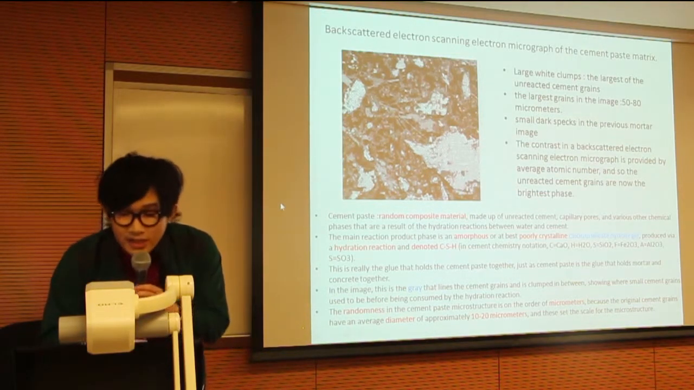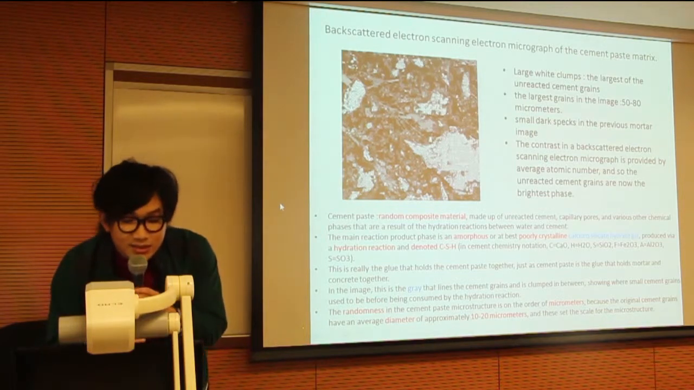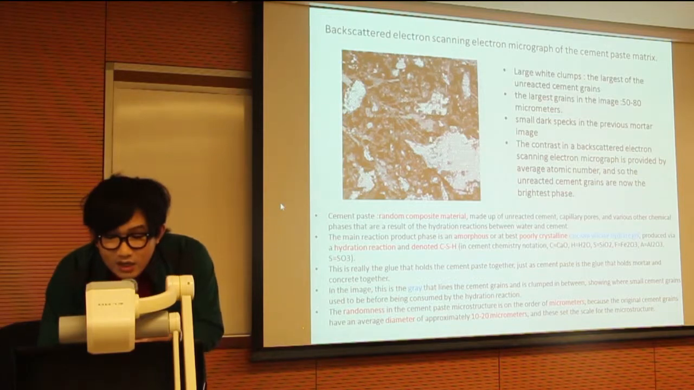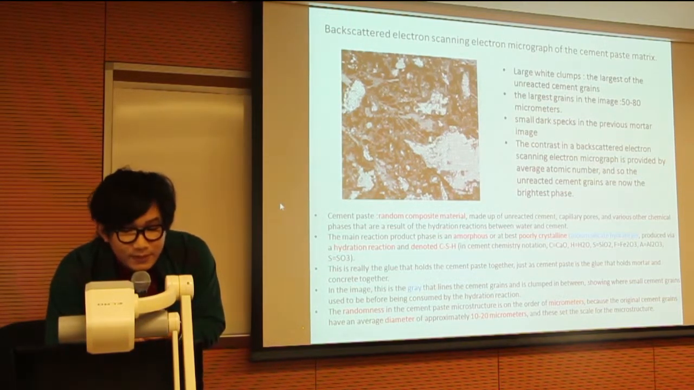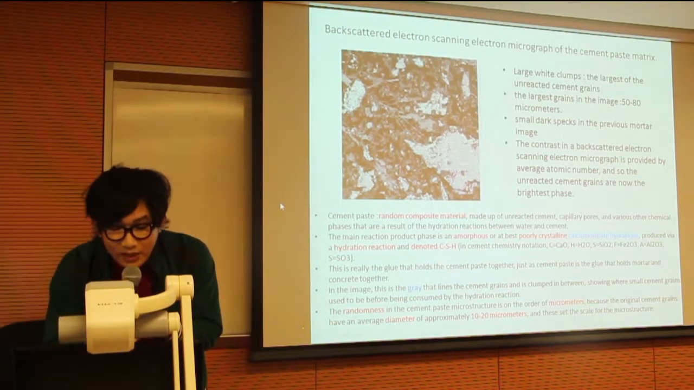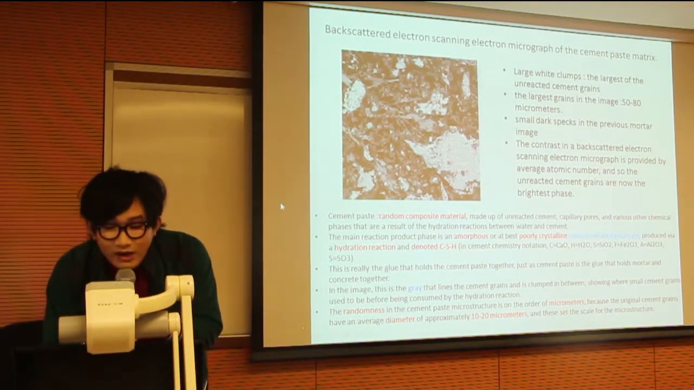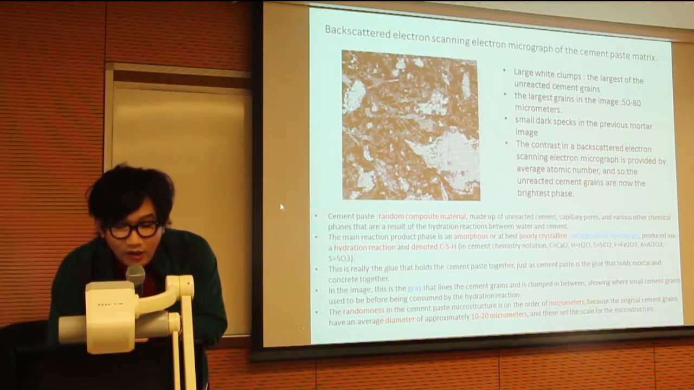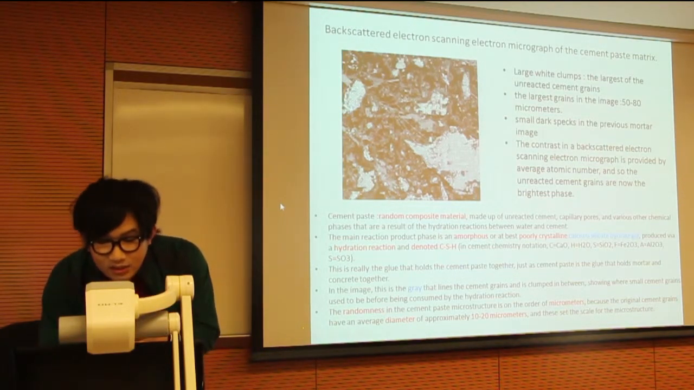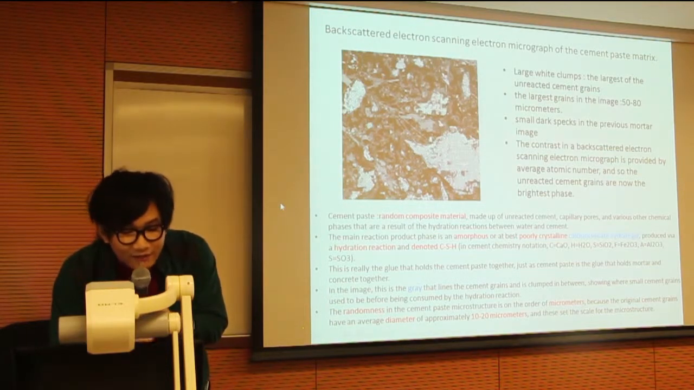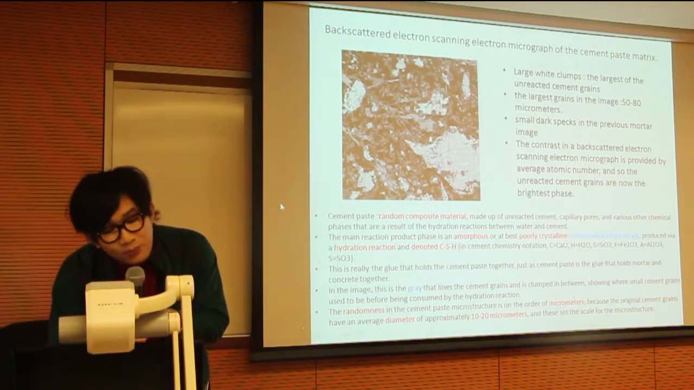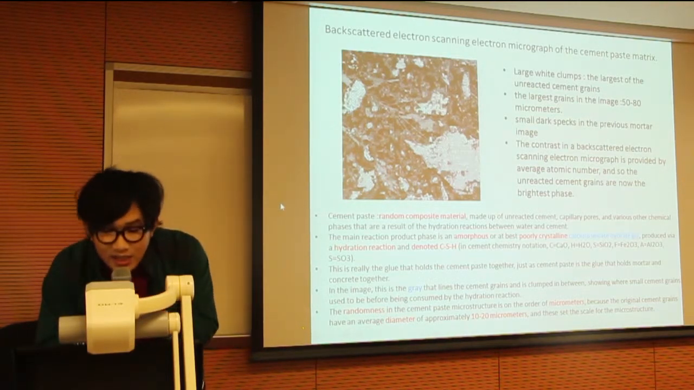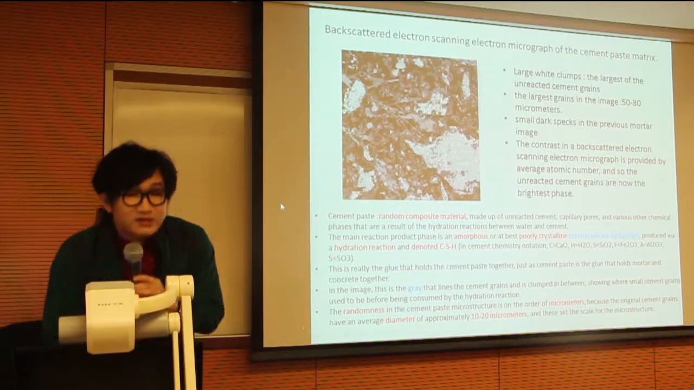In this image, this is the gray phase that lines the cement grains and is clumped in between, showing where small cement grains used to be before being consumed by the hydration reaction. The randomness in the cement paste microstructure is on the order of micrometers because the original cement grains have an average diameter of approximately 10 to 20 micrometers, and these set the scale for the microstructure.